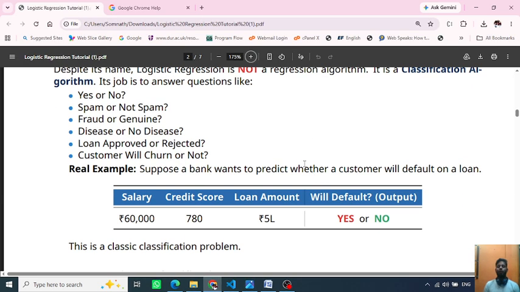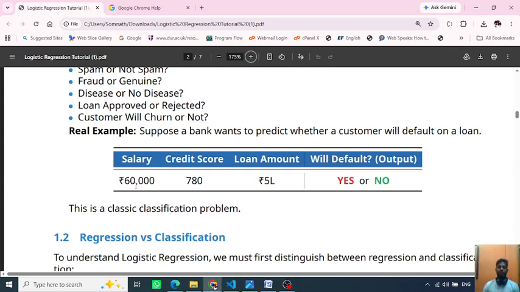Suppose the bank wants to predict whether a customer will default or not. This is a real example of data. You can see the salary is 60K, credit score is 780, and the loan amount is this. So now the expected outcome is yes or no, will default or not. So this is actually a classical classification problem.